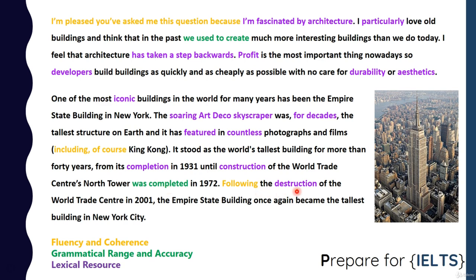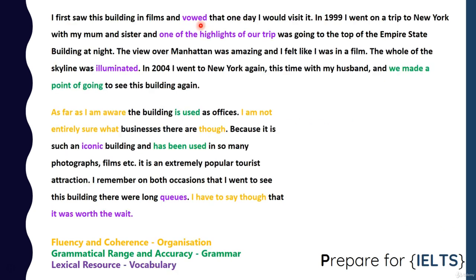Following the destruction of, so after the World Trade Center was destroyed, the destruction of. Vowed is quite a strong formal word. To vow, it means to promise, and it's when you say something and you're like, I vow to do this, I vowed that I would visit it. When you get married, you say your marriage vows and you make your promises to your partner.